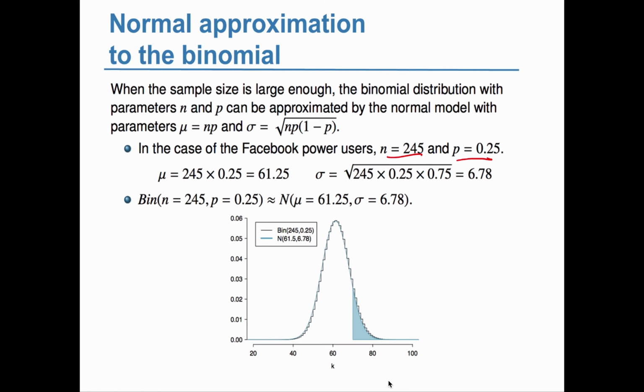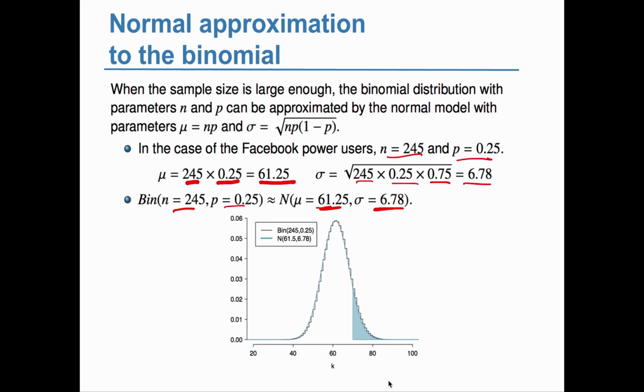Our mean is going to be 245 times 0.25, which is 61.25. And our standard deviation is the square root of N times P times 1 minus P, which is 6.78. And we can use a binomial distribution with this N and this P, or we can approximate it with a normal distribution with this mean and this standard deviation.